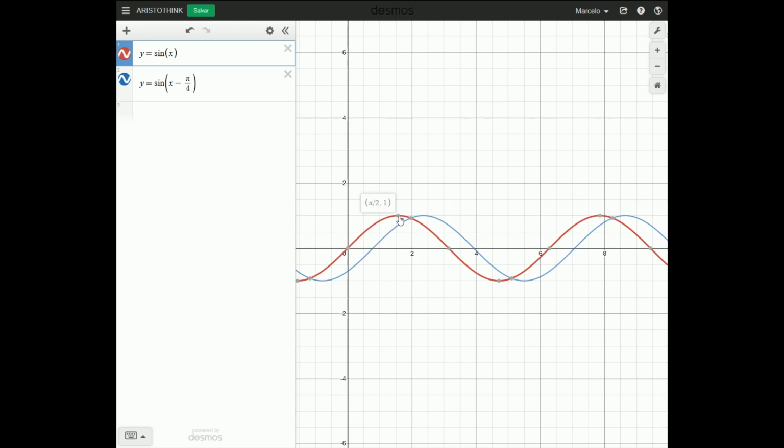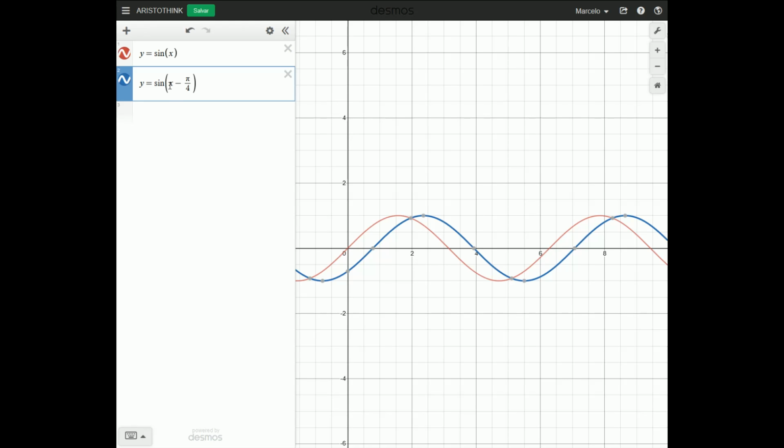If you just check, look, pi over 2 plus pi over 4 is going to be 3 pi over 4, okay? In here, pi plus pi over 4 is going to be 5 pi over 4. So this is what it means to make a phase shift, a pure phase shift, only a translation.